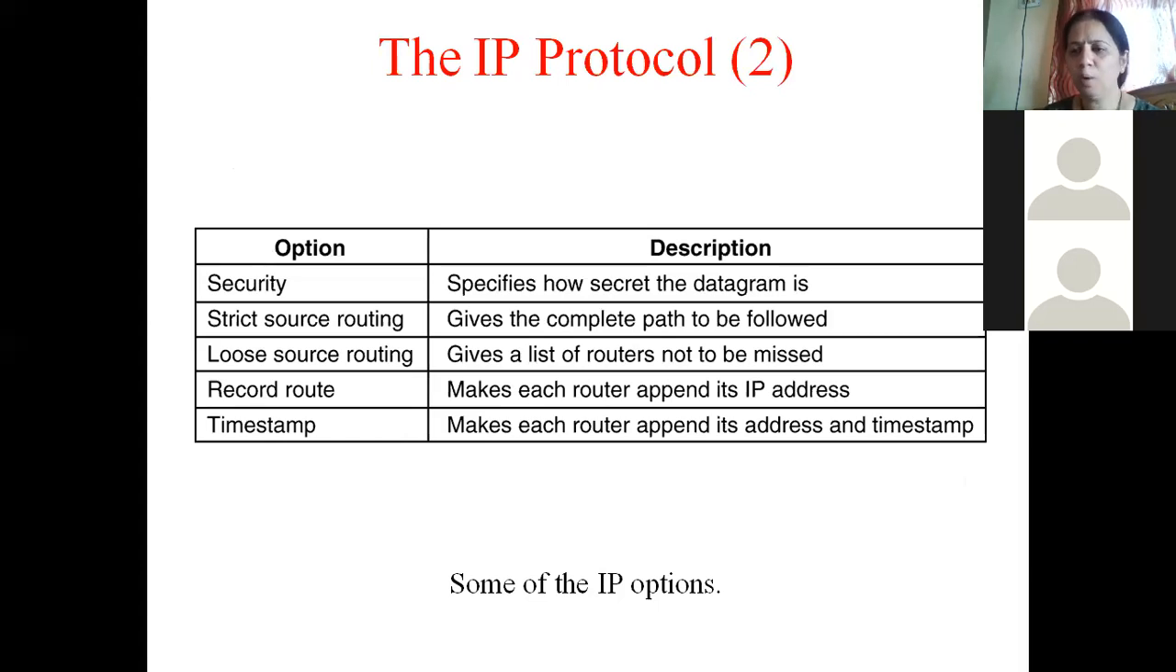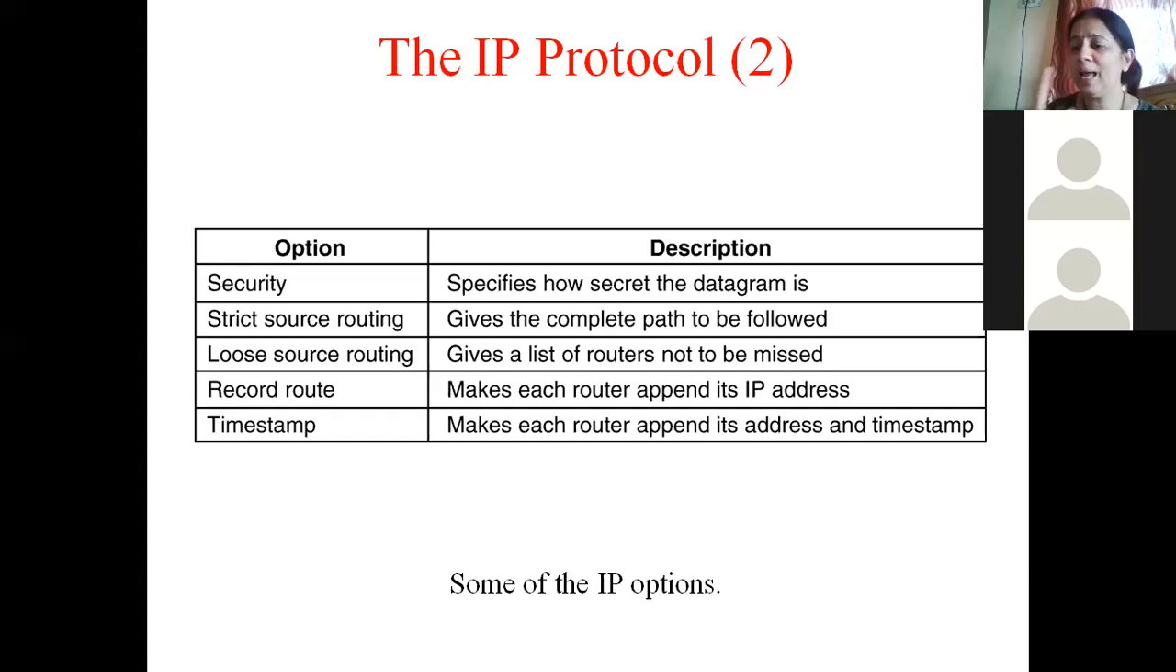One is the security option, strict source routing, loose source routing, record route, and timestamp. Each of them is described in the table. So security option specifies how confidential your datagram is. If you want your packet to be given more protection, then you can include this option, which is called the security option. Then strict source routing, where the complete path from the source to the destination is specified in the header itself.